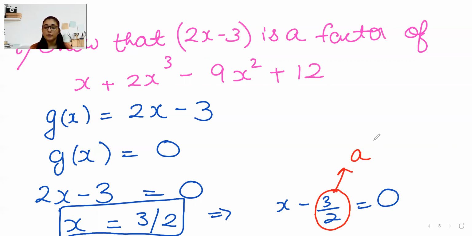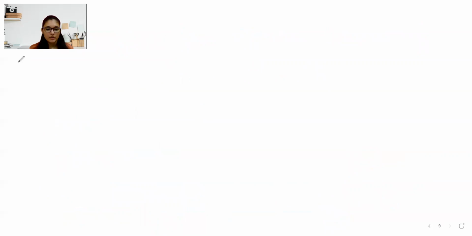So we have calculated x minus a. First you should calculate this a; this a is very important. Now p of x is our polynomial. If you are getting p of 3 by 2 as 0, then this will be the factor. So now let's calculate the value of this polynomial at 3 over 2.